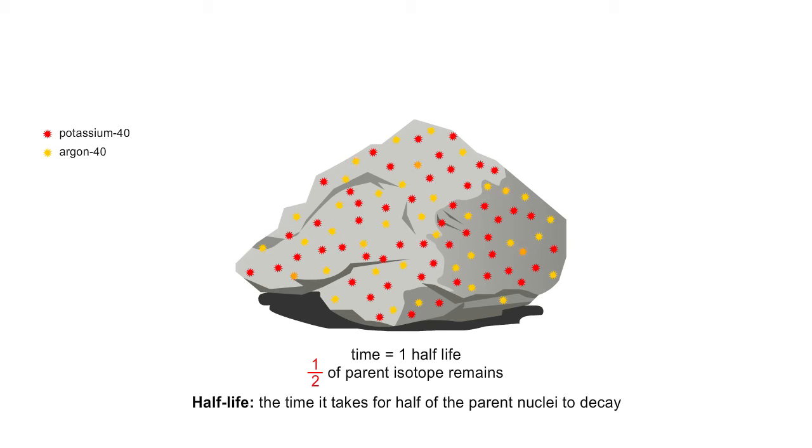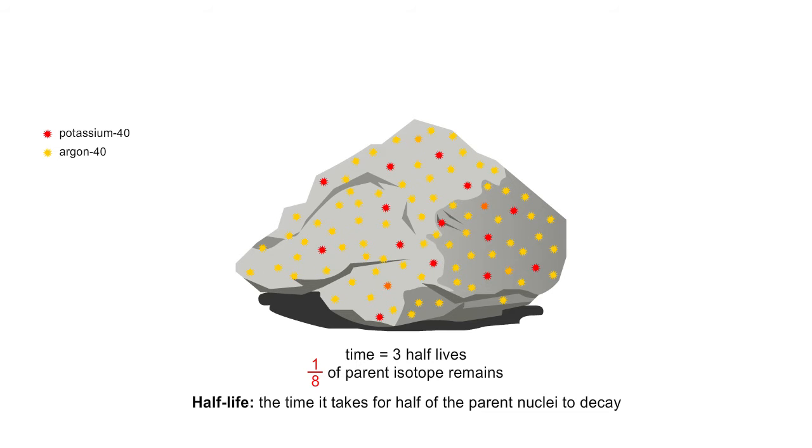After one half-life, half of the original potassium nuclei have become argon nuclei. Half the remaining potassium nuclei then decay by the end of the second half-life, leaving only 1/4 of the original potassium nuclei still intact. Half of these then decay by the end of the third half-life, and so on.